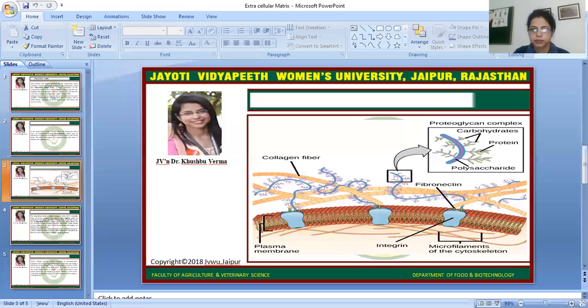Here you can see simply the extracellular matrix area, where you can find collagen fibers and fibronectin, which is attached to the integrin protein, and this is collectively connected to the microfilaments of the cytoskeleton, which is submerged in the plasma membrane. And if we go for a closer view, we can find that the proteoglycan complex has polysaccharides along with proteins and carbohydrates.